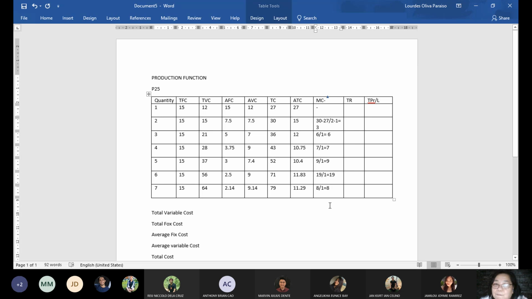Nakuha nyo ba? Ngayon, total revenue. Ito na ang magbibigay sa atin ng kita or walang kita. Okay, sa number 1, 25 times 1, you have 25. 25 times 2 is 50. You have 75 here. You have 100. You have 125. And you have 150. And you have 175.